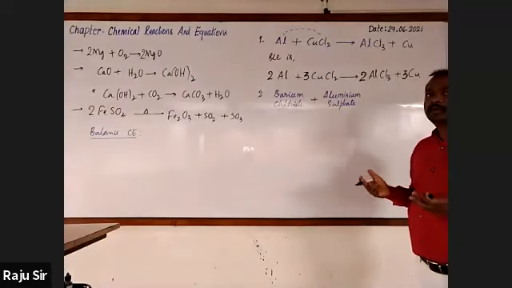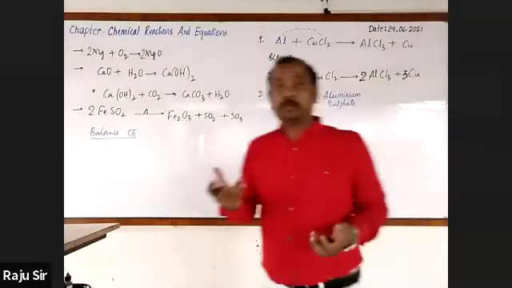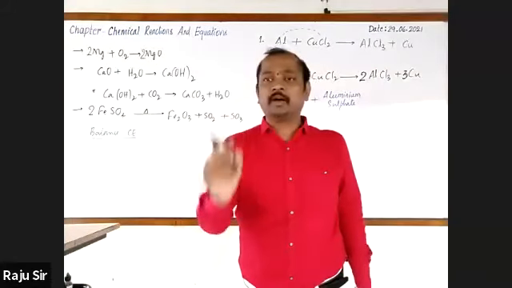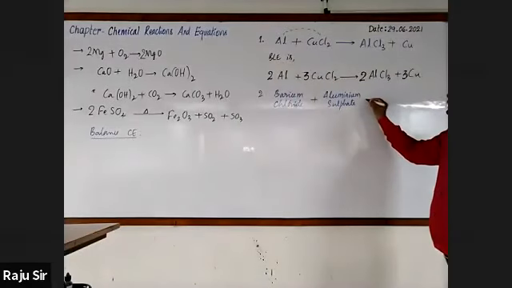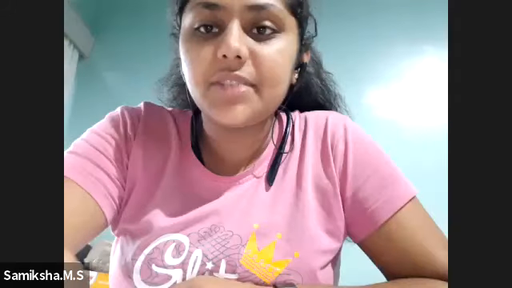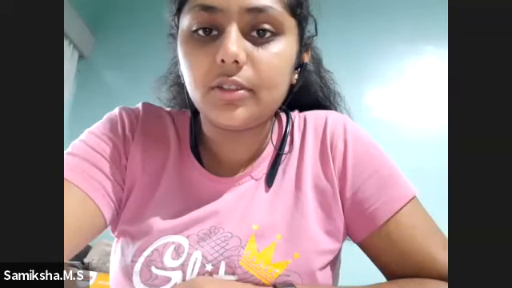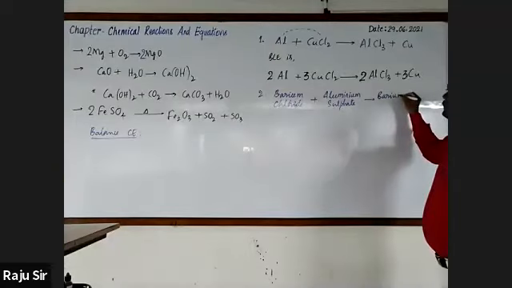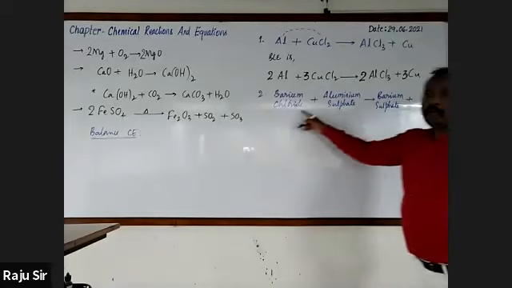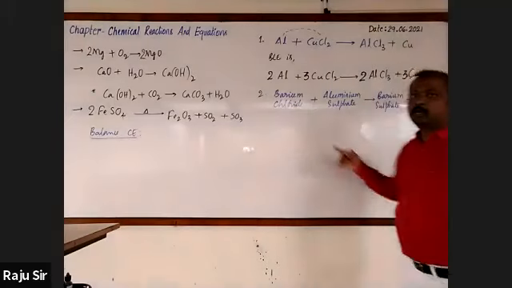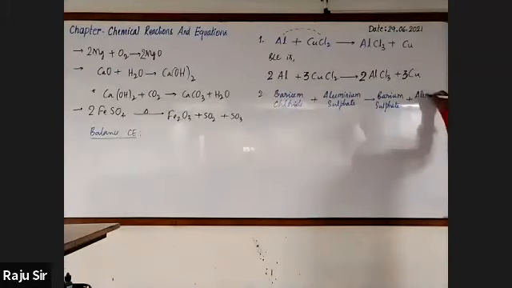Dear students, you all know that when 2 aqueous solutions react with each other, we get a solid chemical substance which is insoluble in the solution. It is a precipitate. What is that precipitate? Barium sulfate. Then plus an aqueous solution of aluminum chloride is formed. Aluminum chloride.